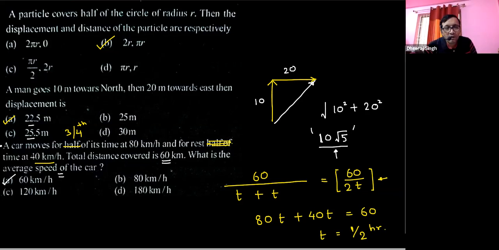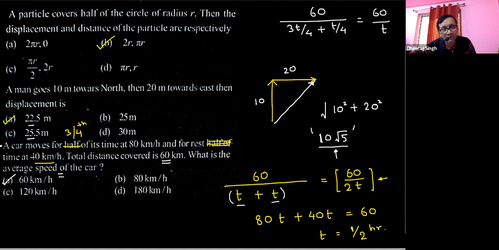So now you have to write something like this: total distance is 60, divided by 3/4 of the time plus 1/4 of the time, which is t only. So 60 by t. Here I have assumed total time to be t. Earlier I had assumed total time to be 2t, so I took t and t for the half times. So 60 by t, and 3t by 4 into 80 plus t by 4 into 40 is equal to 60. From here you get the value of t, which you substitute here and you'll get the answer.